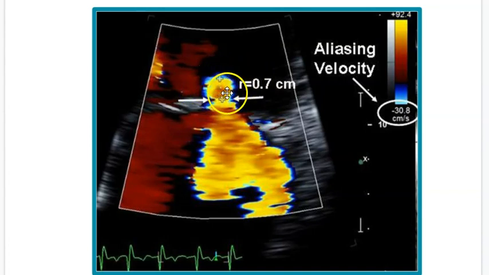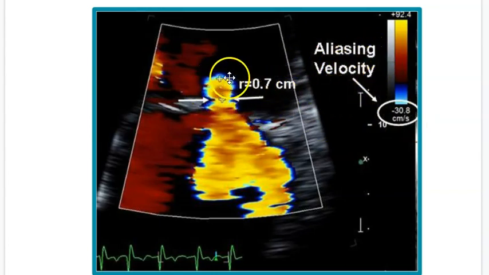And we can right here. We can see this is pretty well defined. We can actually see this flow. It looks like the same color as this flow down here. So this is a good PISA shell. And I showed you that we moved our baseline down to about 31 centimeters per second to get this. So that's our aliasing velocity.